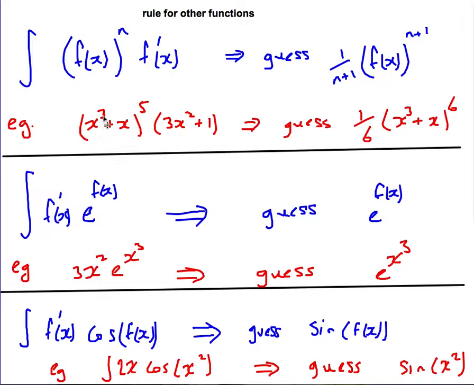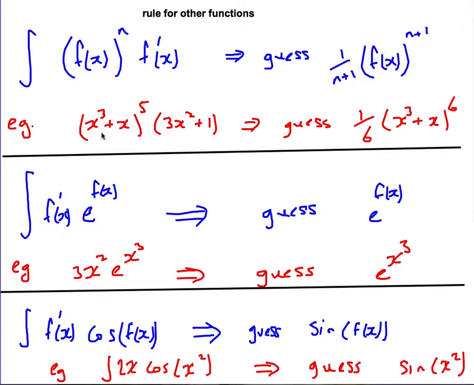Say here we go, I've got x cubed plus x to the power 5, so there's a function to a power and it's times by the differential of that function. So x cubed plus x will differentiate to 3x squared plus 1. Okay, so in this situation, this is my rule. My rule is that I'm going to guess. I'm just going to ignore the f dash x bit. I'm just going to look at the f of x. I'm going to increase the power by 1, and I'm going to divide by the new power.